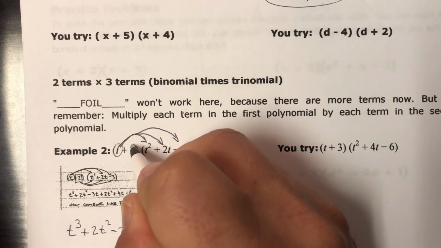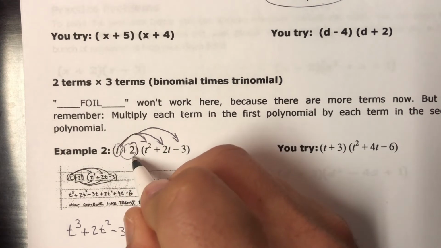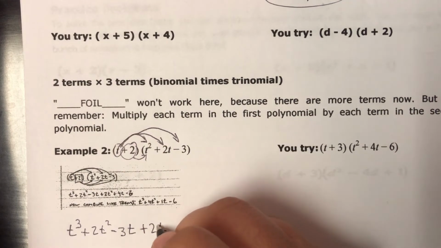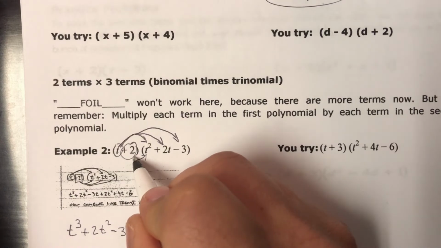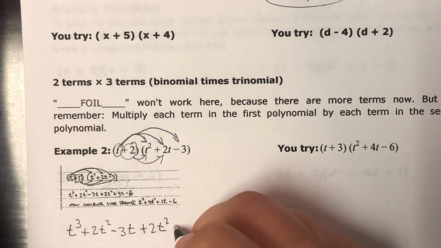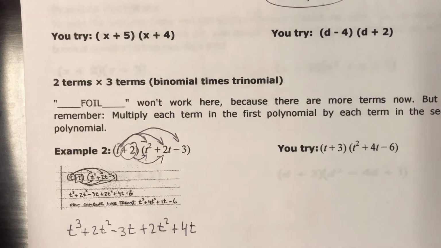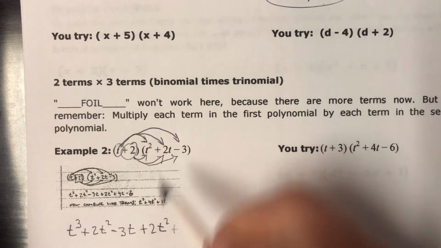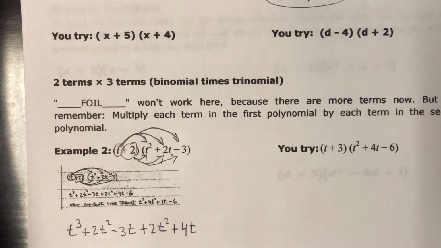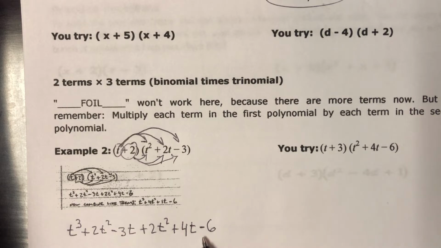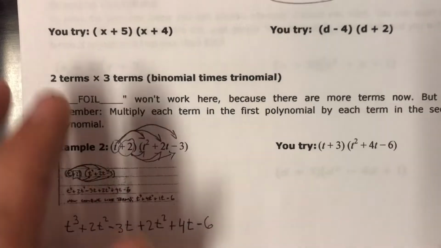Now you move to this term, the plus 2. So plus 2 times t squared is going to be positive 2t squared. Then you have 2 times 2t is going to be 4t, plus 4t. And then you multiply 2 times negative 3. Be careful here. 2 times negative 3 is going to be negative 6, because a positive times a negative is going to be negative. Now that you have this, just combine like terms and you have your answer.